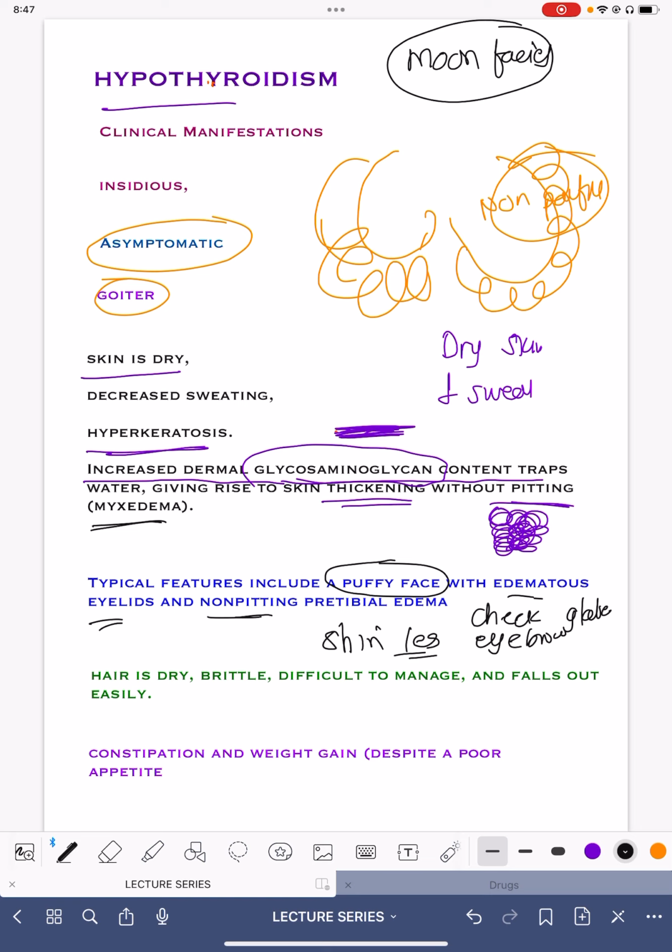So whenever we see that there is no pitting edema on the shin and there is puffiness of the face, you should always think of hypothyroidism as one of the first differential diagnoses.